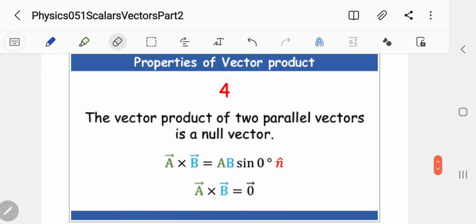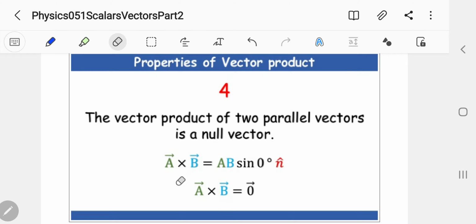The vector product of two parallel vectors is a null vector. If A is crossed with itself, the angle between them is 0, so sine 0 is equal to 0. That means you cannot move A towards A. You cannot make a motion, so therefore the vector product is equal to 0.